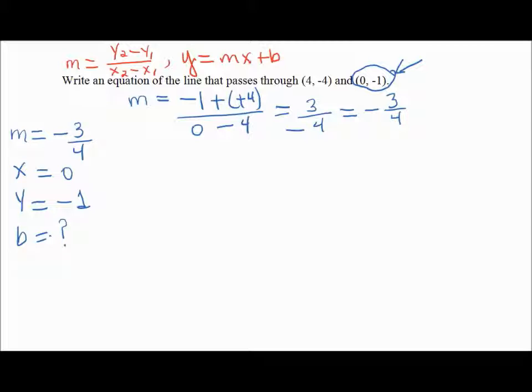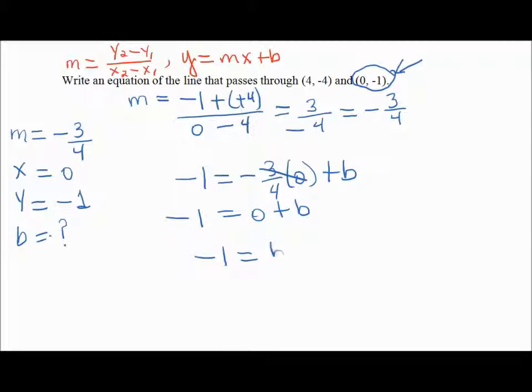Okay, so let's go ahead. I'm going to arrange these numbers in slope-intercept form. It becomes -1 equals a -3 over 4, x is 0, plus b is I don't know. That's what we're looking for. It becomes -1 equals 0 times any number is 0 plus b. So that means -1 is b. My y-intercept is b.